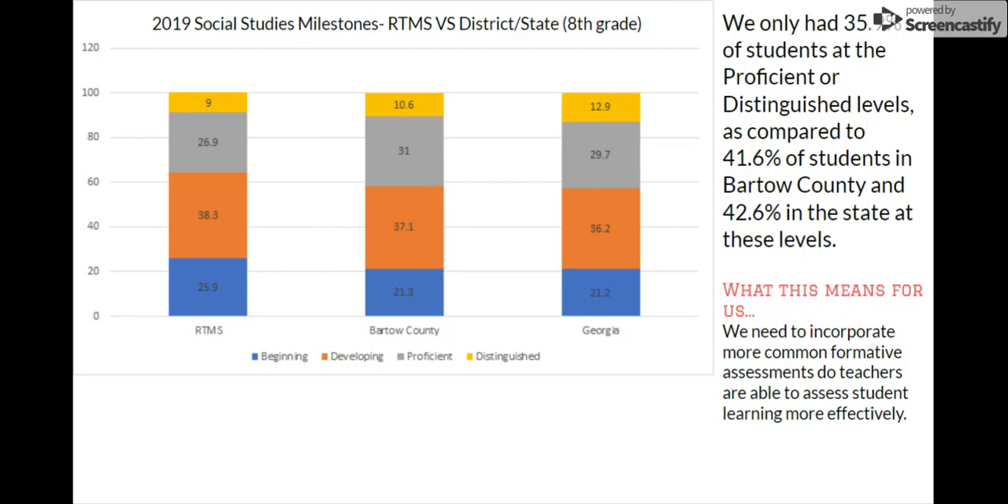Again, social studies is only tested at the 8th grade level. And again, we only had 35.9% of students at level 3 or 4, which was lower than both Bartow County and Georgia. So again, what it means for us is that we need to incorporate more common formative assessments so teachers are able to assess student learning more effectively before we get to the Milestones End of Grade assessments at the end of the year.